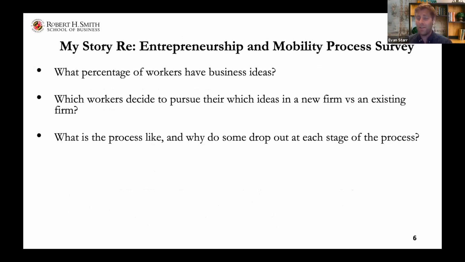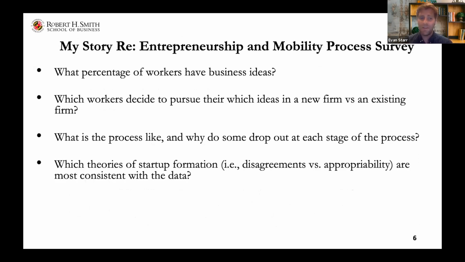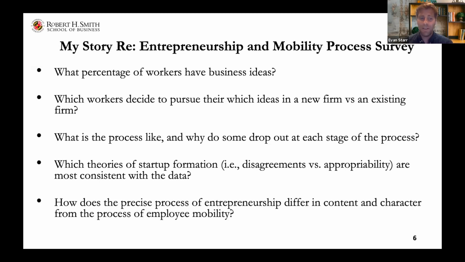Why do some drop out at each stage of the process? Which theories of startup formation, if you think about a Klepperian view of strategic disagreements, or an Anton Yao view of appropriability, which of those appear most consistent with the data?